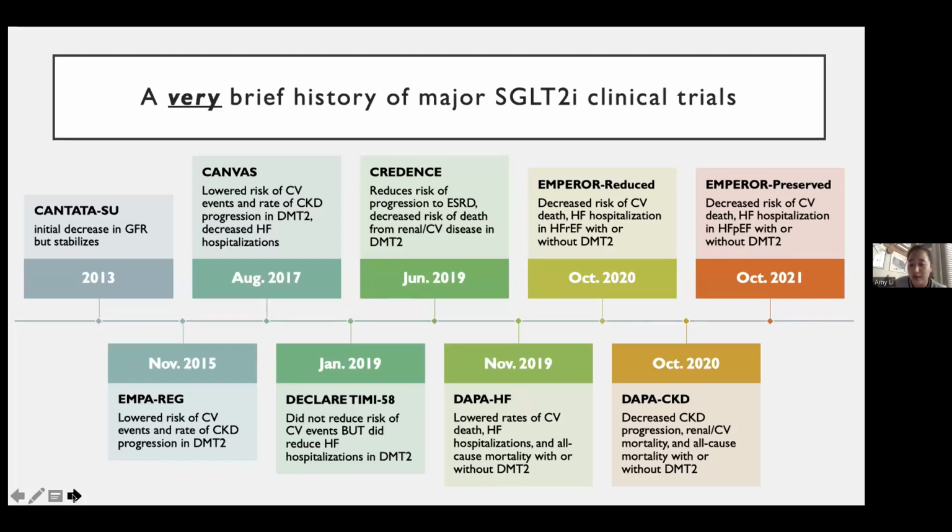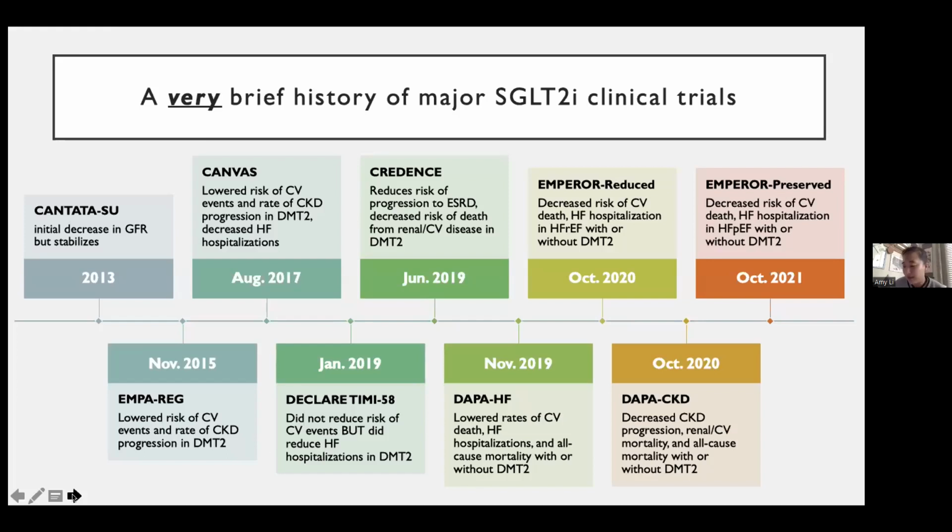CKD trials, they eventually show that it doesn't actually matter if you have diabetes or not. You're still going to see this mortality benefit. You're still going to see this decreased CKD progression and decreased renal and cardiovascular mortality. So, EMPEROR-Reduced and EMPEROR-Preserved are basically just proving a point that you can have reduced ejection fraction or preserved ejection fraction with or without diabetes, and you also still see the same cardiovascular benefit.